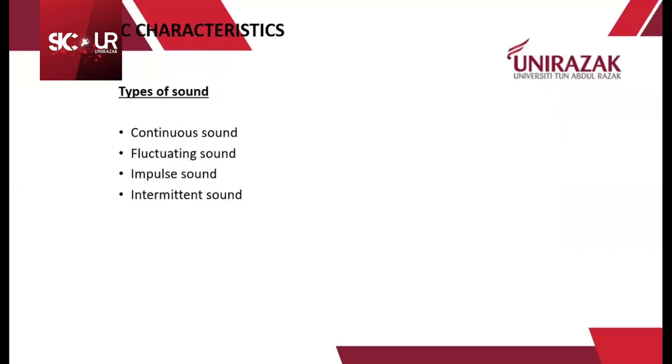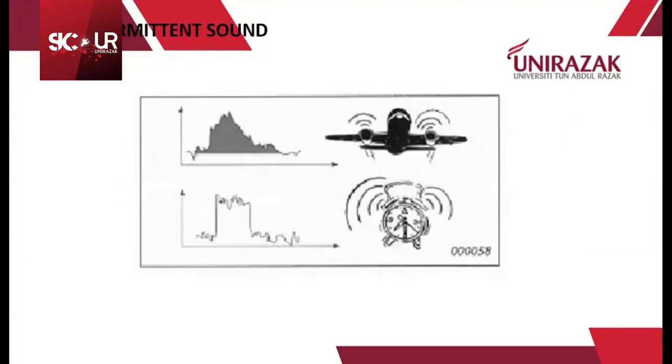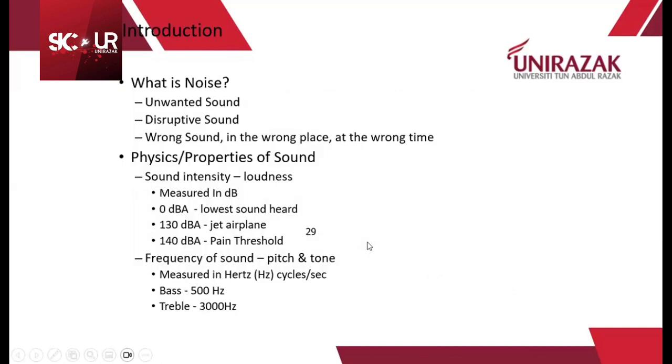Alright. So ada beberapa karakteristik untuk sound, ada beberapa type of sound, satu continuous sound, satu fluctuating sound, satu impulse sound dan satu intermittent sound. So kalau intermittent sound ni dia tak selamanya kuat. Dia slow lepas tu kuat. Bila contoh ada jam lonceng, so mula-mula dia slow lepas tu dia kuat, and then dia slow balik. So part of intermittent lah. What is noise? Noise is unwanted sound, disruptive sound, wrong sound, in the wrong place, at the wrong time. Itu yang kita panggil sebagai noise lah.